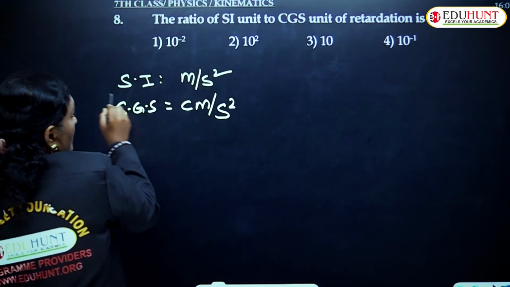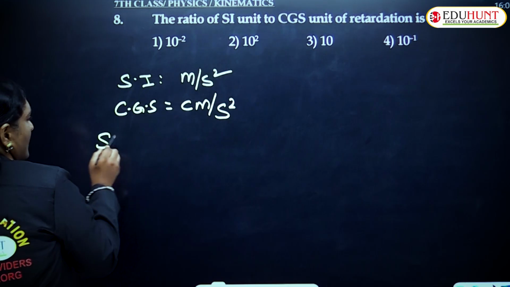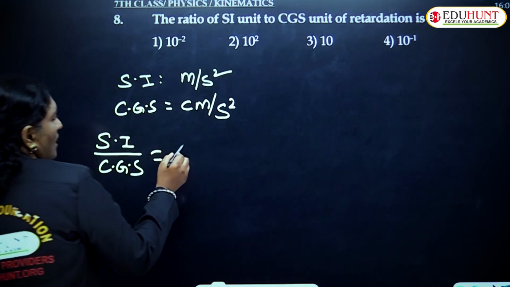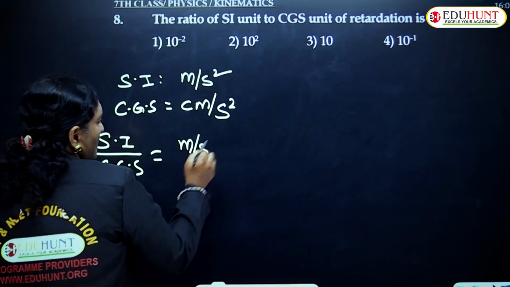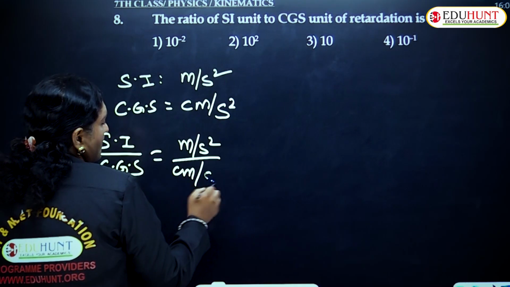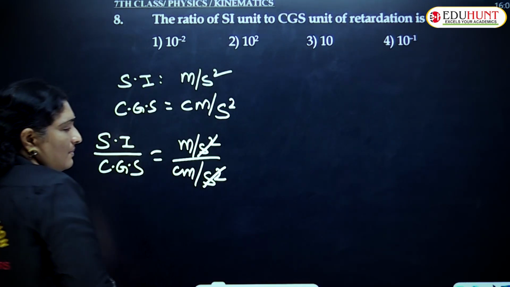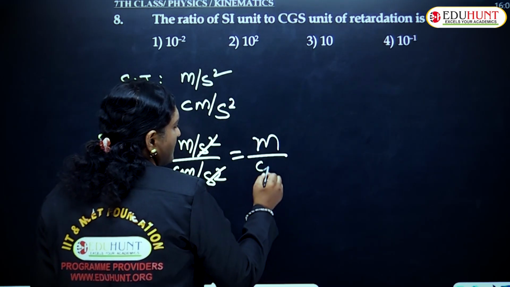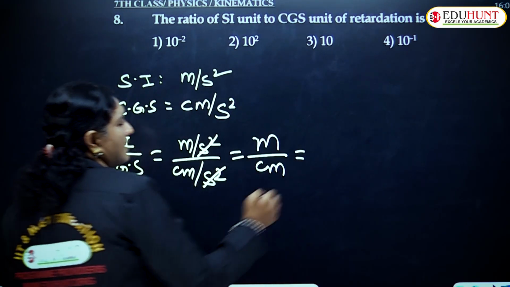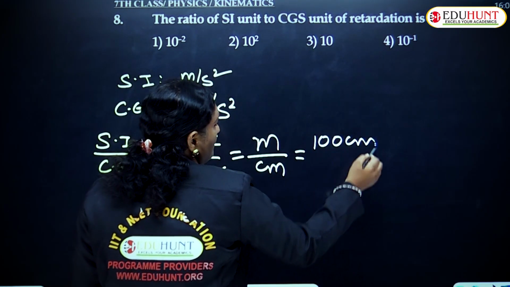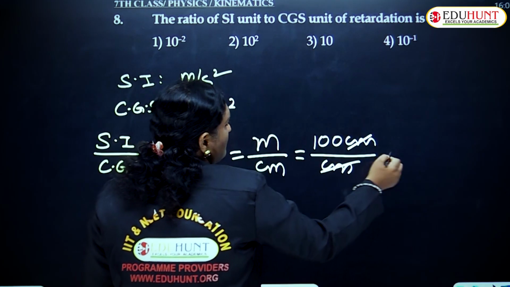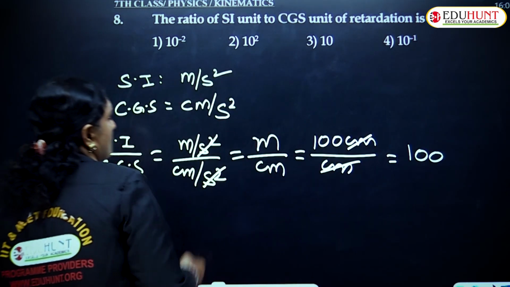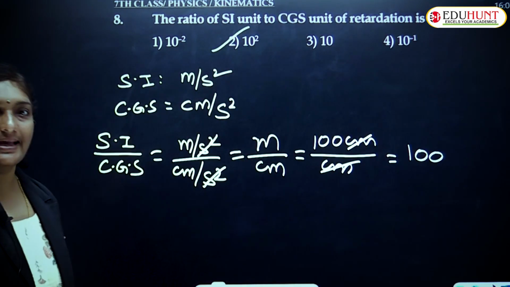You are asked to find the ratio of SI unit to CGS unit, so we need to divide them. That is meter per second square by centimeter per second square. Both denominators are the same, so cancel them. What you are left with is meters in the numerator and centimeter in the denominator. Convert meter into centimeters: 1 meter is 100 centimeter, upon centimeter. The same units cancel, so the value is 100. 100 can also be written as 10 square. So your option is the second option, 10 square.